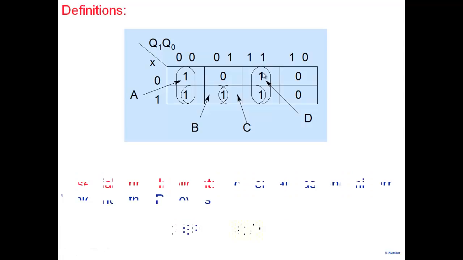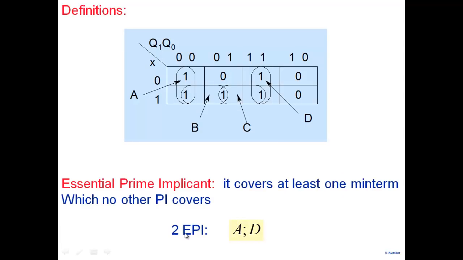So we have two EPIs, essential prime implicants, A and D, which means that in our eventual solution, A and D have to be there. And besides that, I may have others also. But A and D are essential to my solution here. So these are implicant, prime implicant, and essential prime implicant. These are three new terms for you.